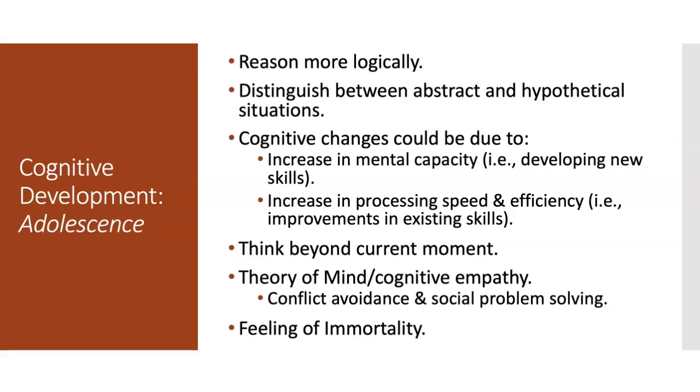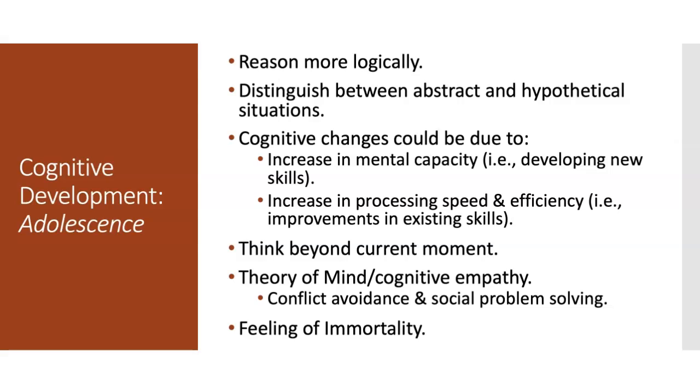The last thing I want to mention that you see during adolescence is this feeling of immortality. So this is the mentality that things won't happen to us. Now, this is actually something that we're seeing a lot of right now, even in adults. There are a lot of people that continue to go out and act as if we are not living through a pandemic, because some people just will have this mentality of, it won't happen to me.